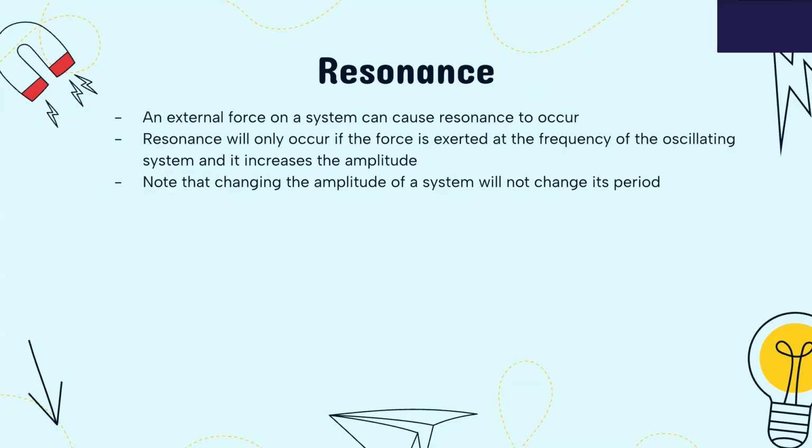Okay, on to resonance. An external force on a system can cause resonance to occur. And resonance will only occur if the force is exerted at the frequency of the oscillating system and it increases the amplitude. So the force has to be exerted at the right time, not like when an object is at a certain position, to increase its amplitude. And it has to be exerted as the system moves in the correct position. Because note that there's another force, the restoring force, also being exerted.